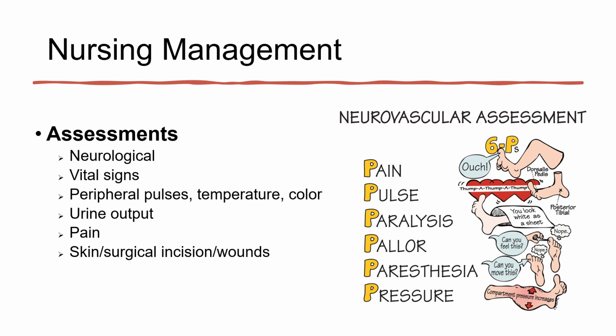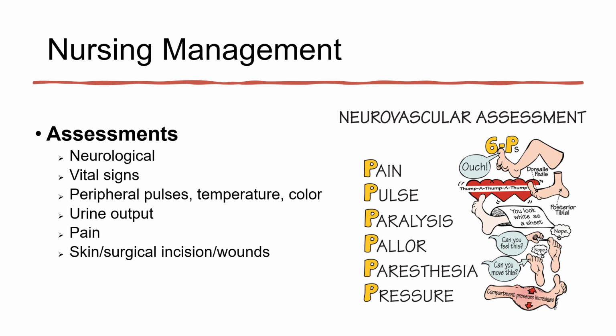Pallor, you're looking at the skin color. So if it's pale, that can be an indication that circulation has been compromised. Paresthesia, that is when the patient has like a tingling, pins and needles sensation. We think neuro with those types of descriptions. And pressure. Pressure refers to compartment syndrome, where they're perhaps bleeding out on the inside and it's putting pressure, and when you push down, there's a lot of pressure, and the patient will say, I feel like a lot of pressure.